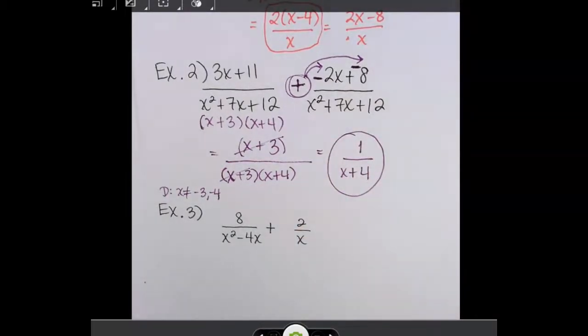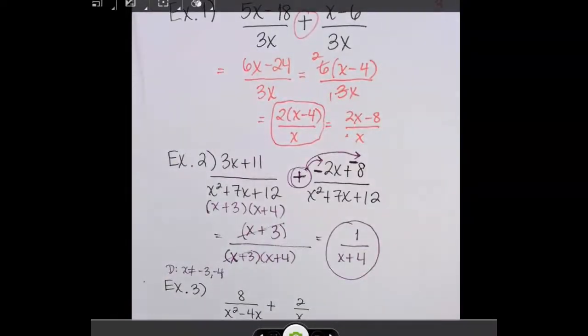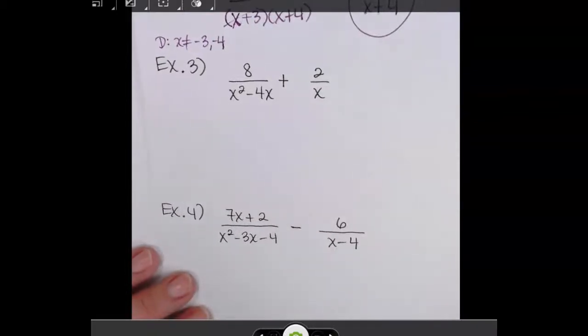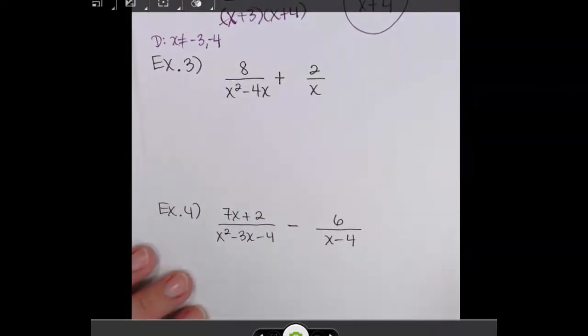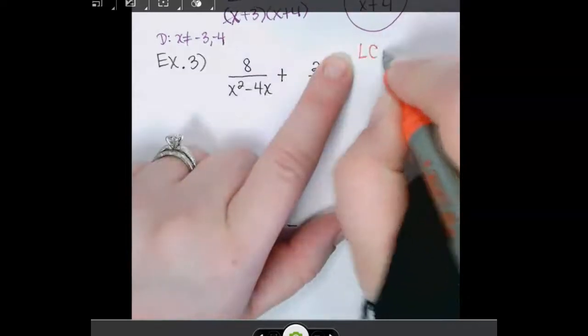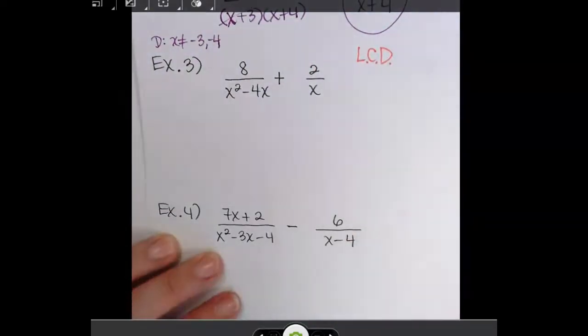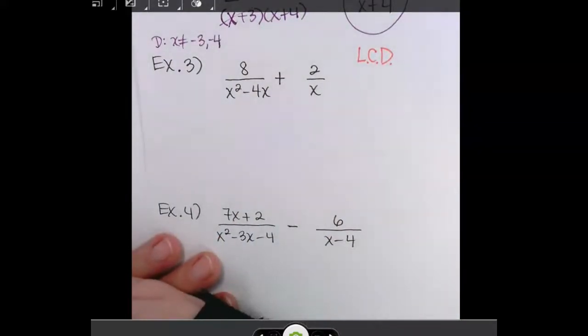So both of those examples had common denominators to start with, but the denominators will not always be the same. So let's look at a couple of examples like that. If the denominators are different, the way we need to begin is by getting a common denominator, what we call the least common denominator, or LCD. It's essentially the product of all of the factors of our denominators.